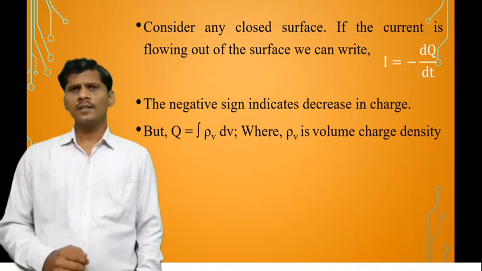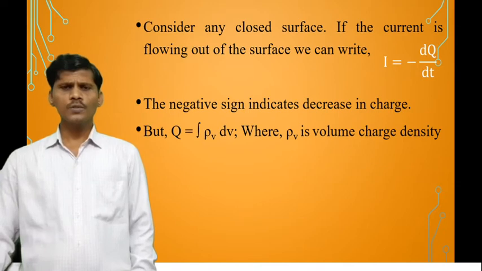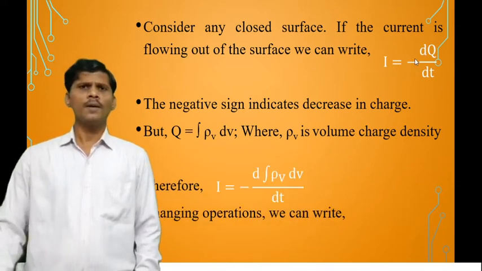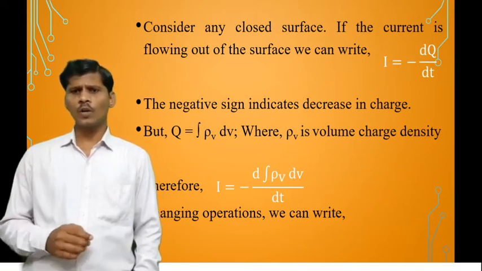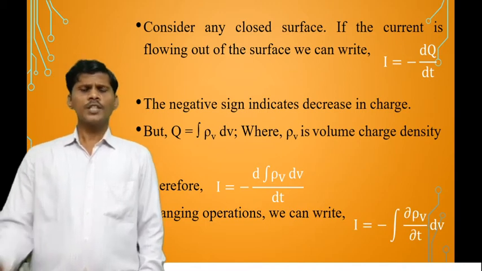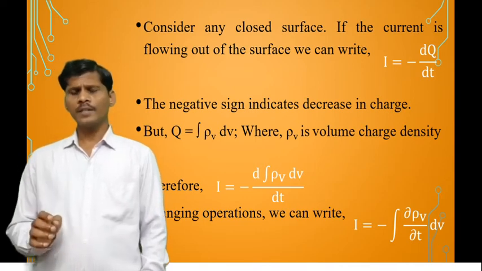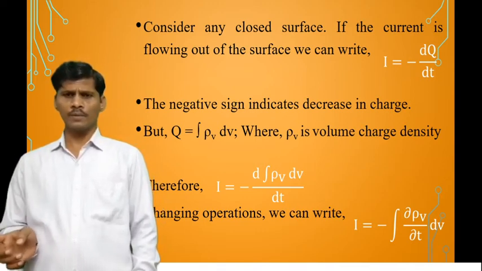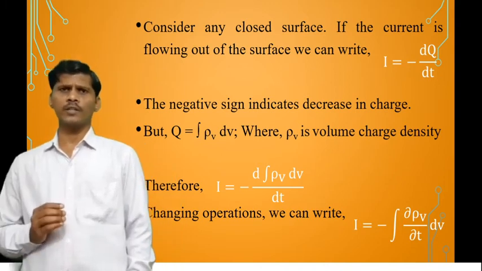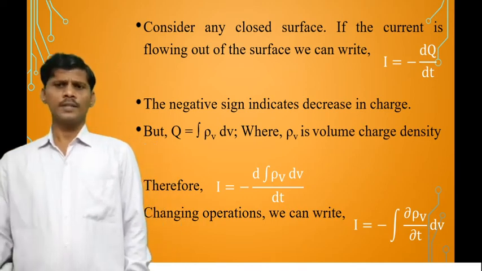But we know that the charge q is equal to the volume integral of rho v into dv. Substitute this q value in the current equation. Therefore, I is equal to minus d by dt into the volume integral of rho v into dv. Changing the operation, that ordinary derivative will be converted to partial derivative. That is, minus volume integral of dou rho v by dou t into dv.